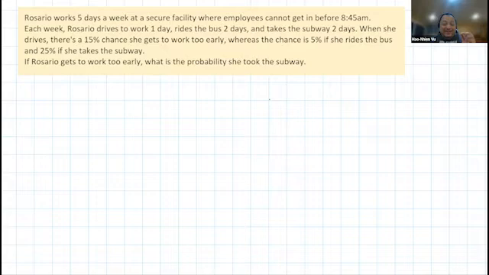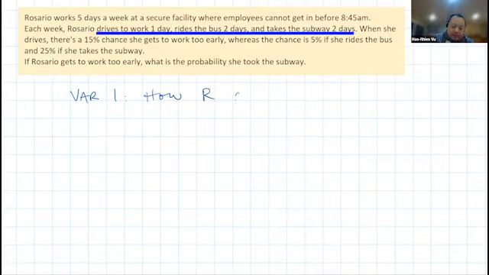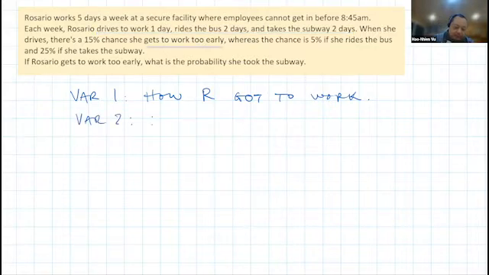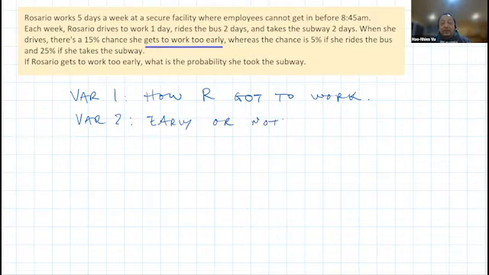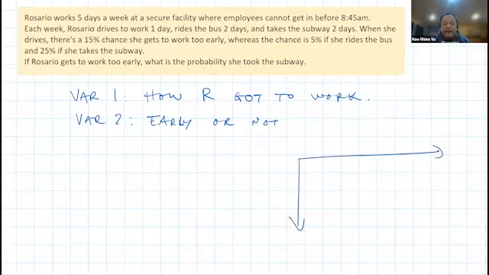Let's look at this problem and see what's going on here. How many variables are there? You can see there are two variables. One variable is how Rosario got to work. That variable is categorical and has three possible values: driving, bus, or subway. And the second variable is basically what time she got to work. Did she get to work too early or not? When you have two variables, especially two categorical variables like this, it just calls out for a contingency table. It just calls out for a two-way crosstab.